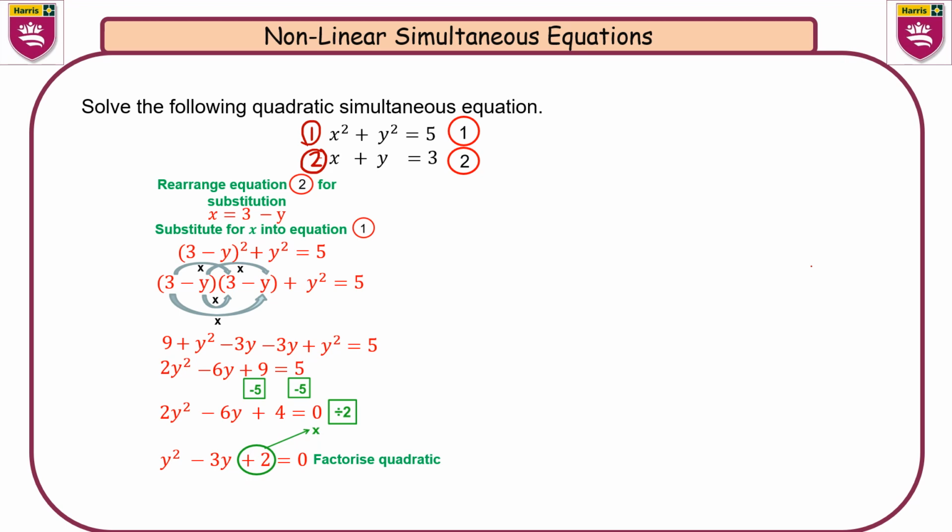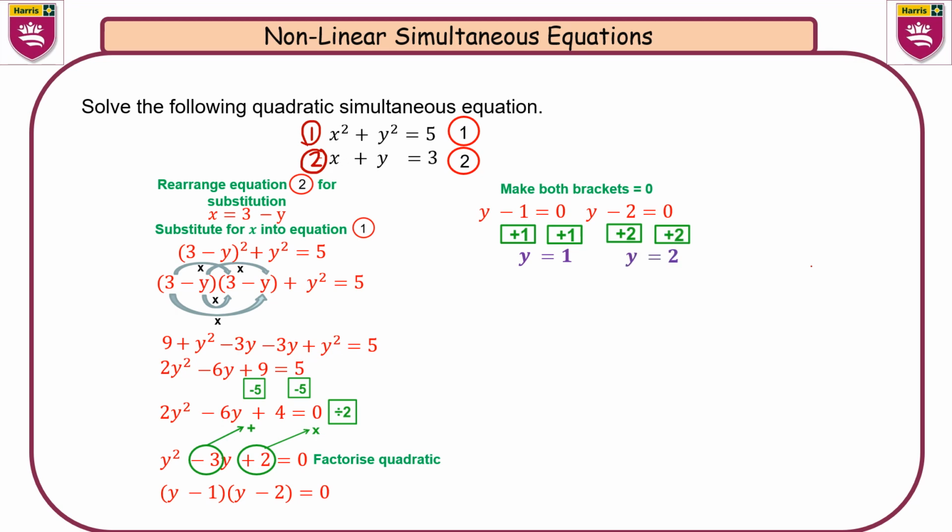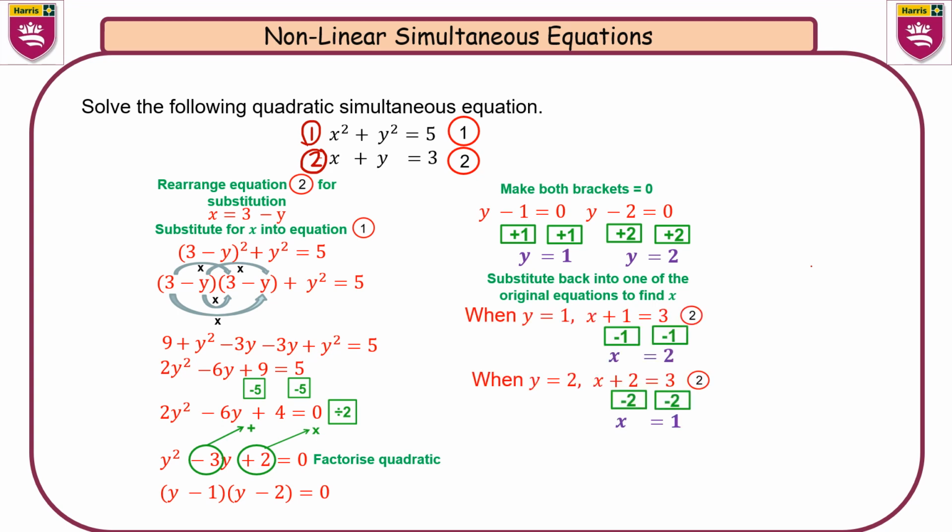We're going to factorize this now. We want two numbers to times to give us 2 and add to give us negative 3. So it's going to be y minus 1, y minus 2 is equal to 0 because minus 1 times minus 2 is a positive 2 and minus 1 minus 2 is a negative 3. So we make both of these brackets equal to 0 and find out that the y for the first one is going to be 1 and the second one is going to be 2. We then substitute these back into one of the original equations to find x. It doesn't matter which one, and you will be able to end up with this answer.